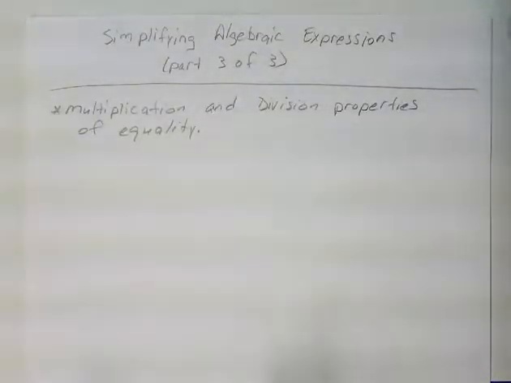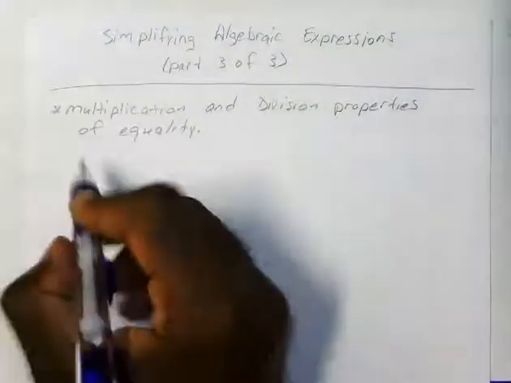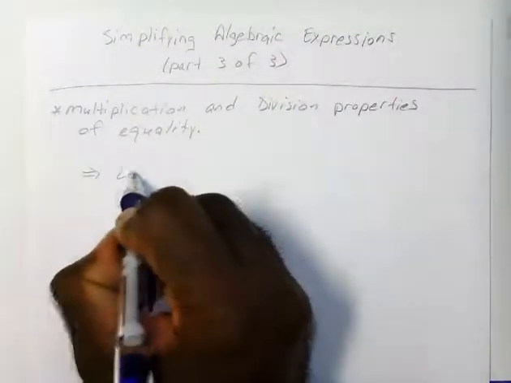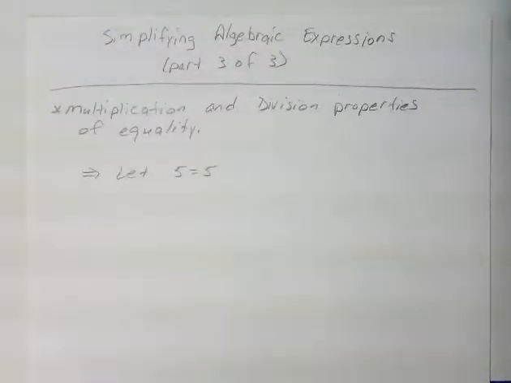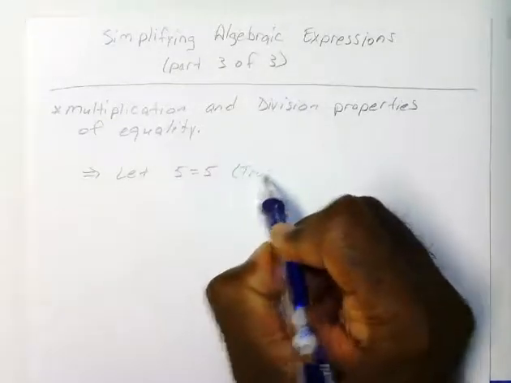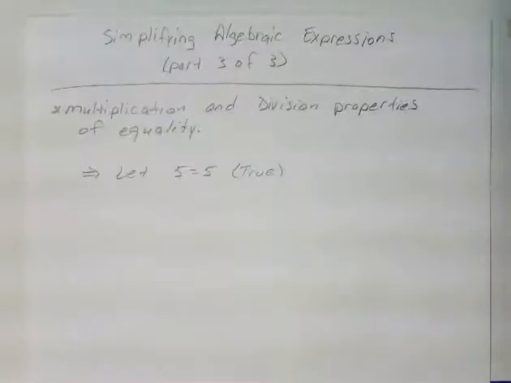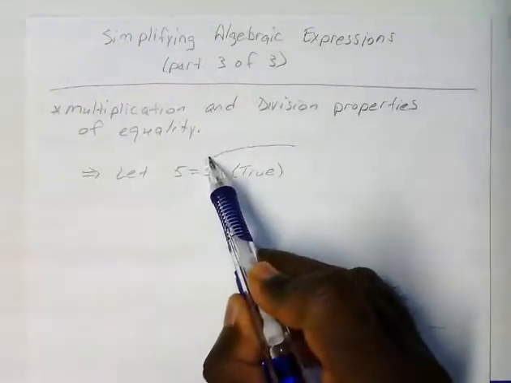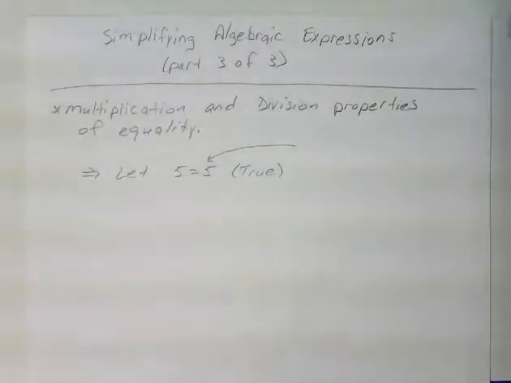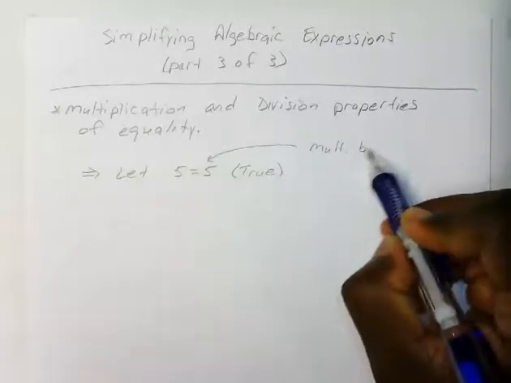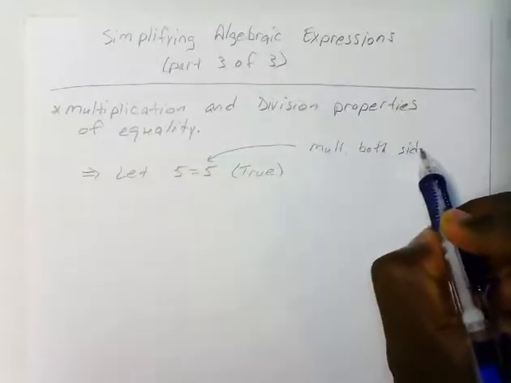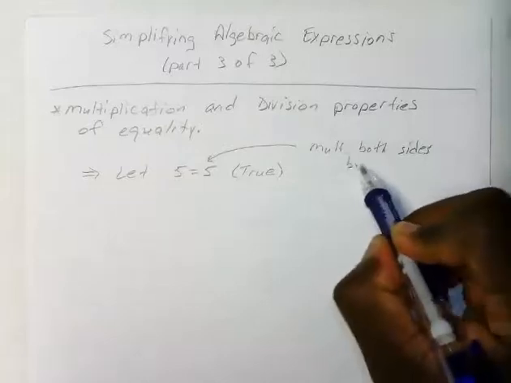Alright, so just like our addition and subtraction, we are going to start by letting the value, let's say, 5 equals 5. No one can deny that that is a true statement. So what if we decide we're going to multiply both sides by 8?